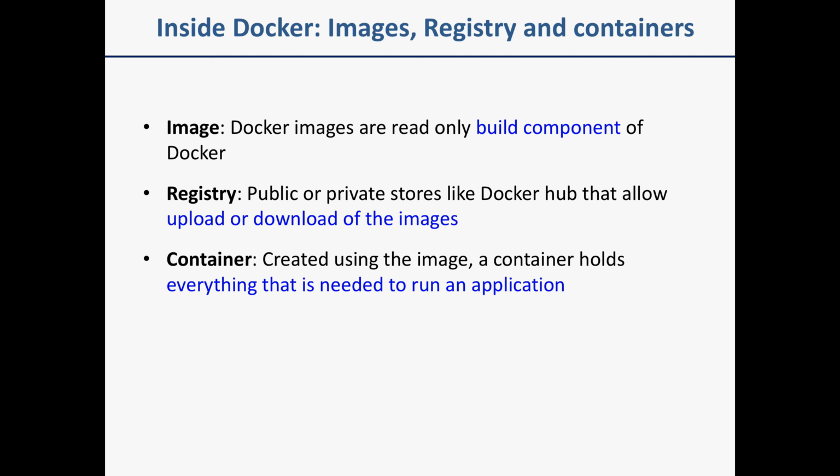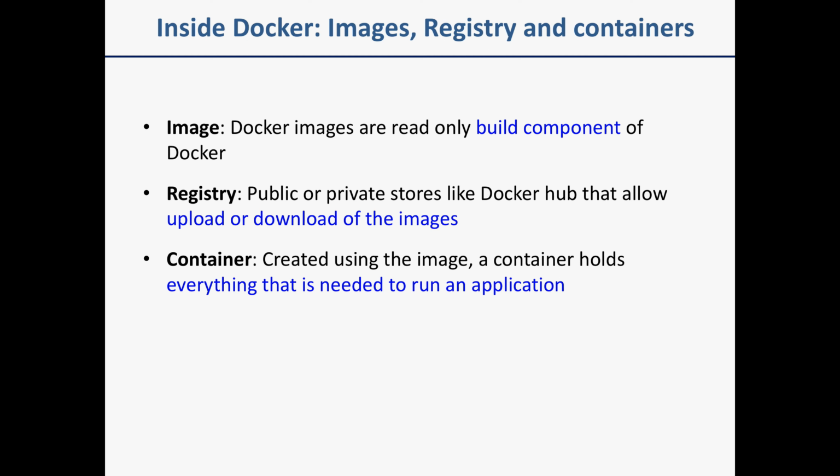Docker has three main components: image, registry, and container. Docker images are read-only build components of Docker. In order to create an image, one can write a Dockerfile where all the commands for all the software are given. So you make sure that everything that your software requires is there in your image. These images can be submitted to public or private stores, which are called registries. In our case, we use Docker Hub. It allows upload and download of the image.